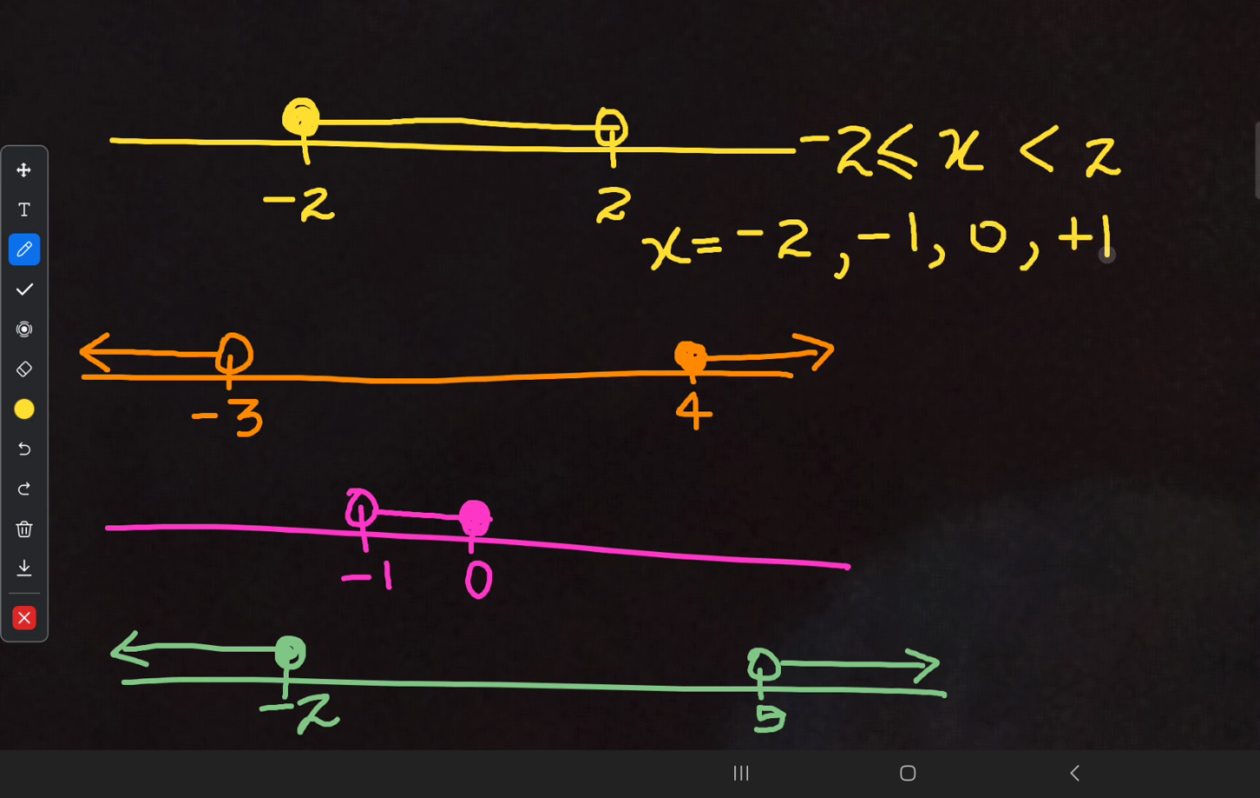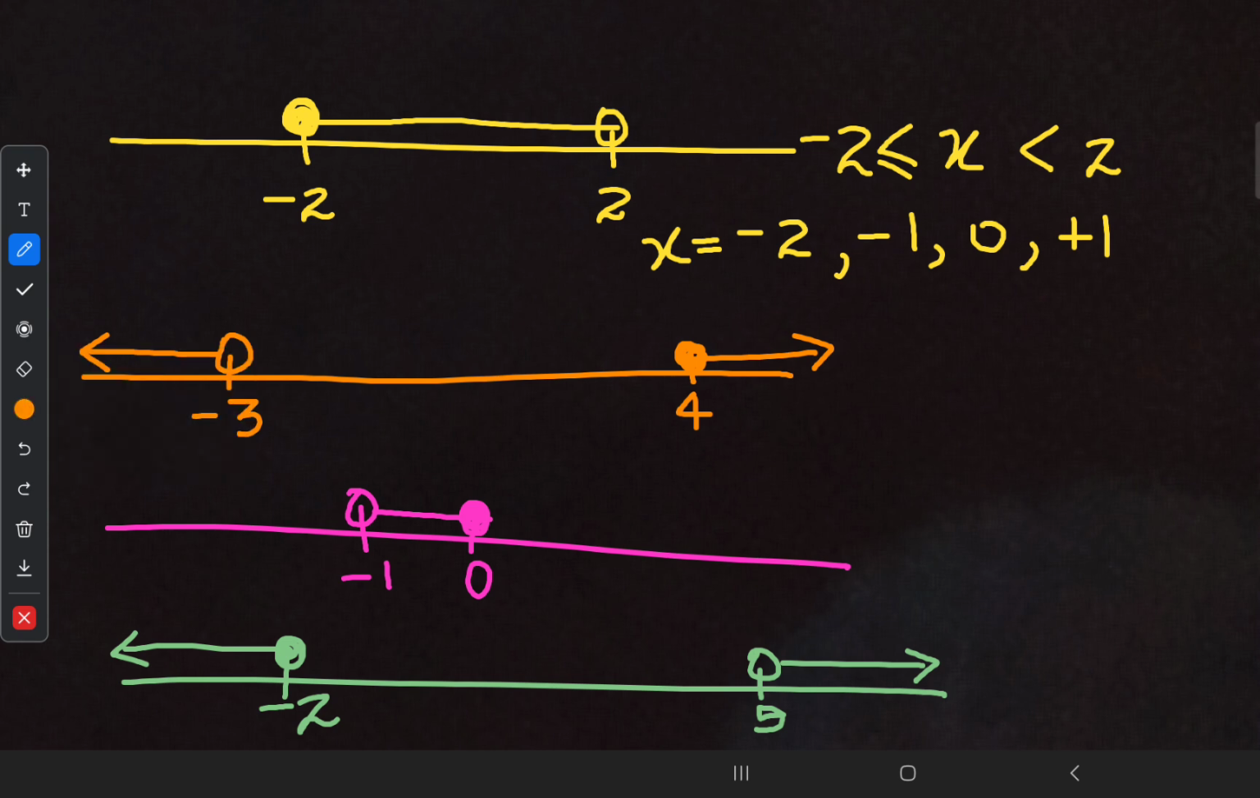Okay, 0 and +1, not +2, because at +2 the inequality has no equal mark. So x can hold the values which are less than 2. That means -2 is possible, -1, 0 and +1. Those are the possible answers in this case.